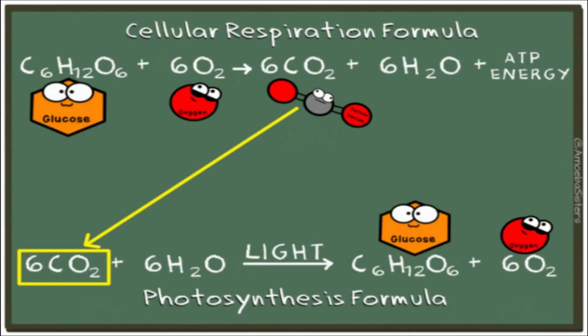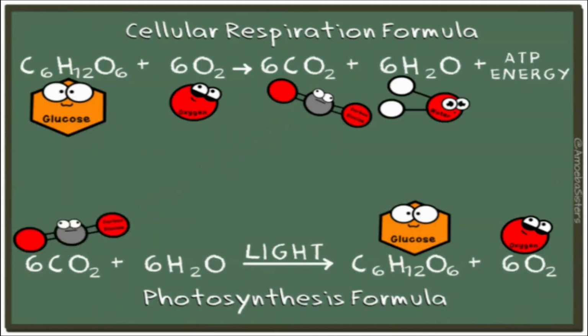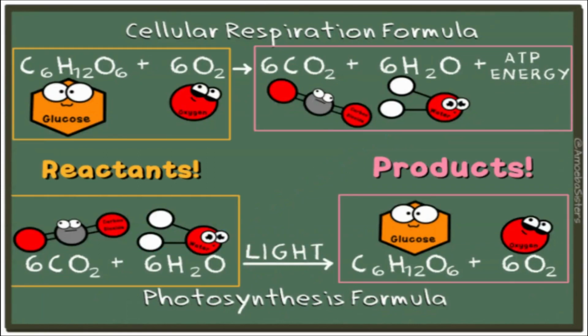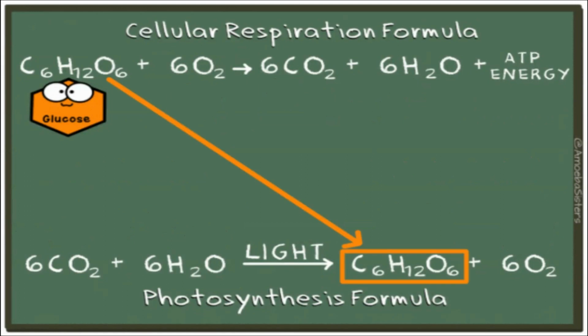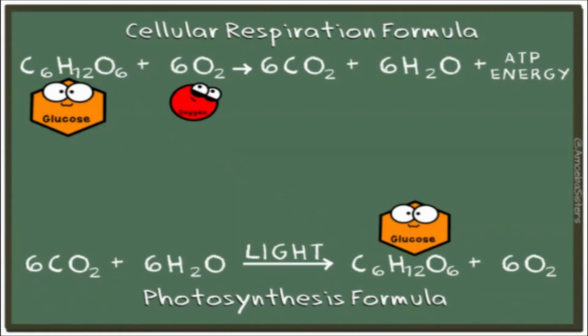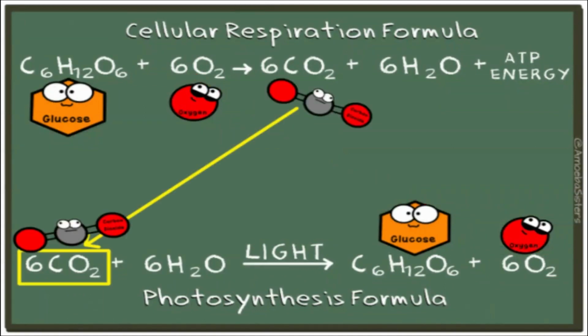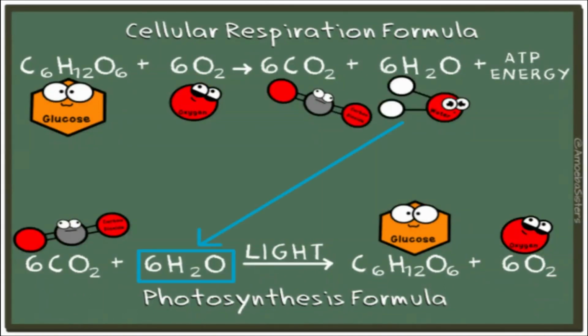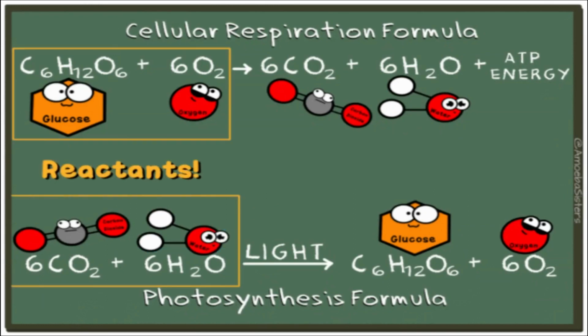If you look at the bottom of this, you have the equation where you have carbon dioxide, water, and then through the process of adding light to it, you create glucose and oxygen. And it is exactly the opposite. So the products of photosynthesis, glucose and oxygen, are now the reactants for cellular respiration.